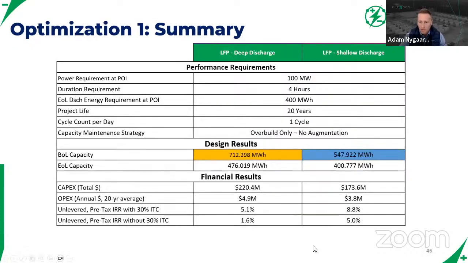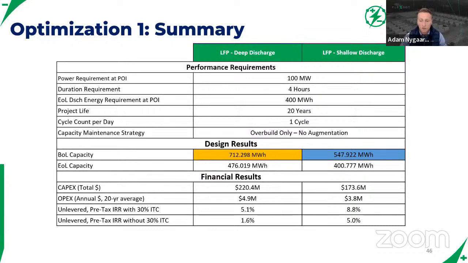There we go. Yeah, thanks, Sherif. So performance requirements, right? Sherif, we just covered all these. They're the same for each situation. And in this case, again, we're assuming no augmentation. Whatever you install in year 0 gets you through the entire 20-year life. Not the typical way to design a project, by the way, right? But here's the results. And they're kind of stunning, to be honest.